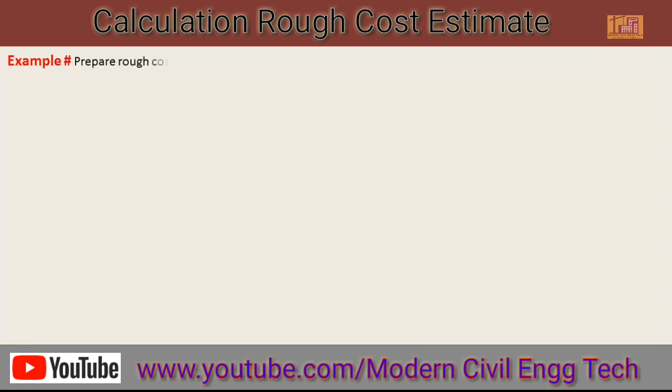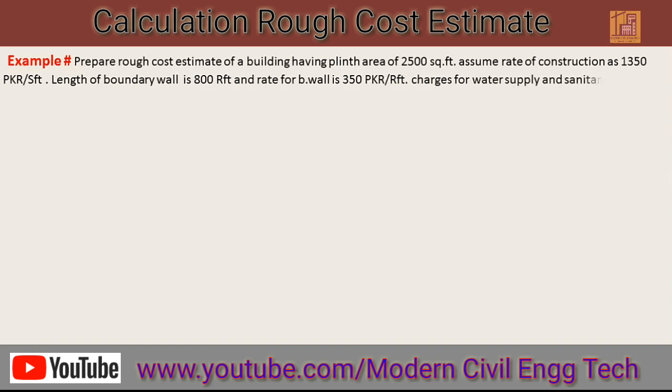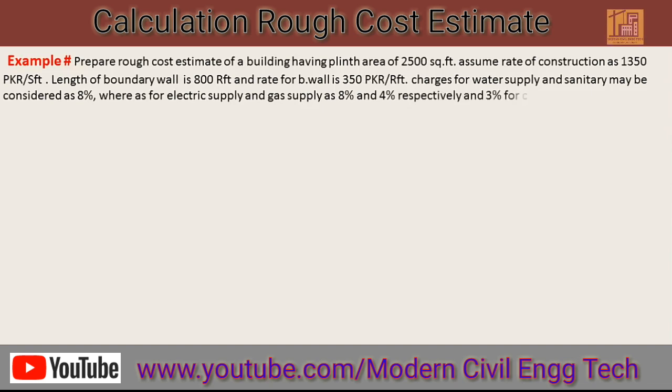Here is an example. Prepare a rough cost estimate of a building having plinth area of 2500 square feet. Assume a rate of construction is 1350 Pakistani rupees per square feet. Length of boundary wall is 1800 RFT. RFT means running feet, and the rate for boundary wall is 350 PKR. Charges for water supply and sanitary may be considered as 8%, whereas for electric supply and gas supply is 8% and 4% respectively, and 3% for contingencies may be considered.